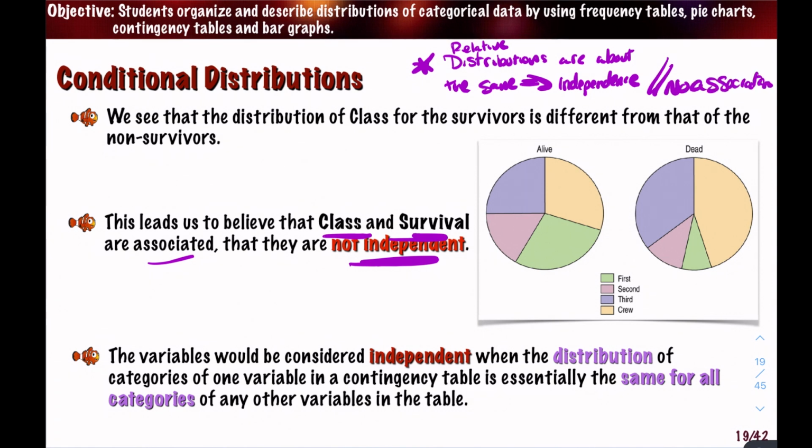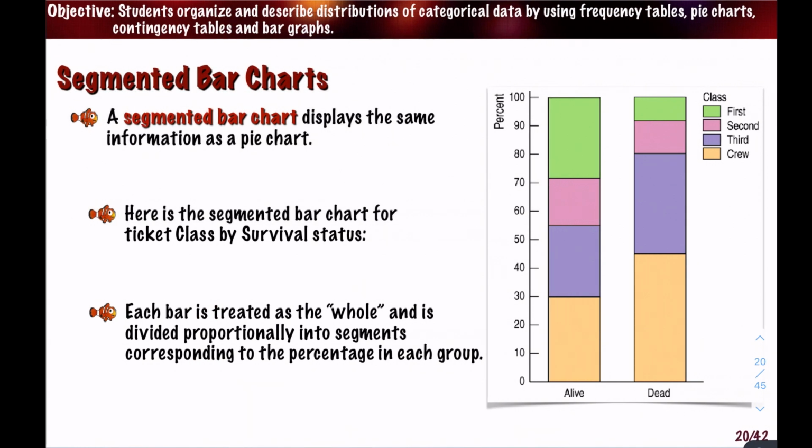And that's what we want to measure with statistics. Are these related? What is the type of relationship? Or are they independent of each other? Does one affect the other? The variables would be considered independent when the distribution of categories of one variable in a contingency table is essentially the same for all categories of any other variables in the table.